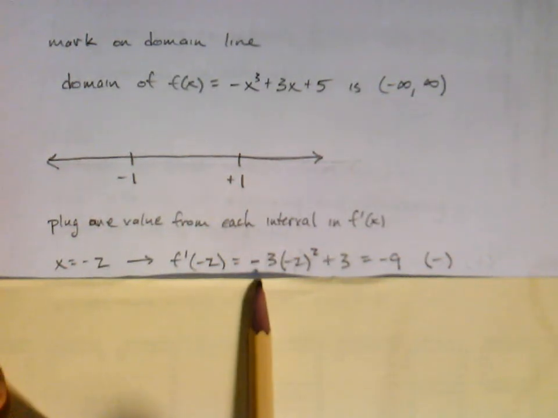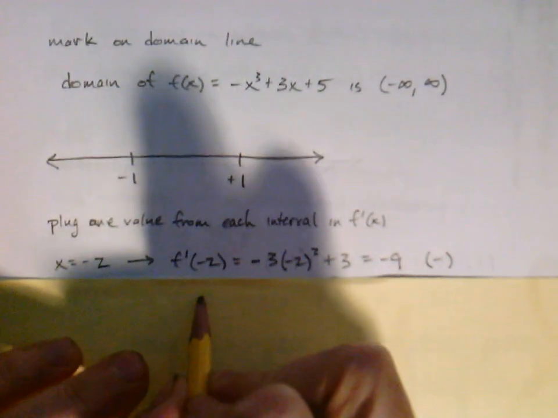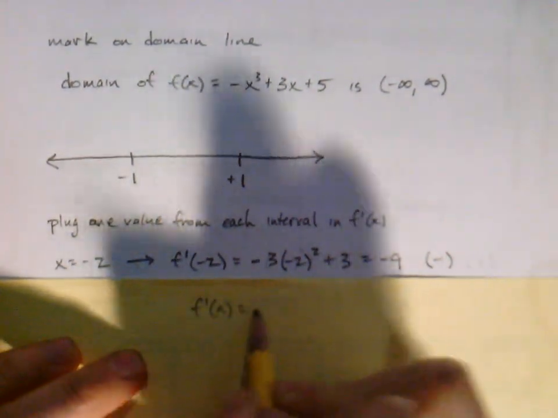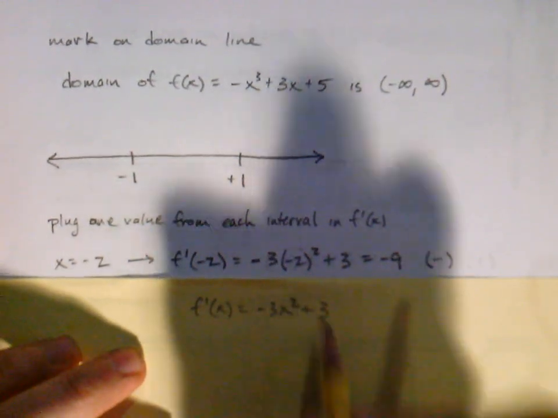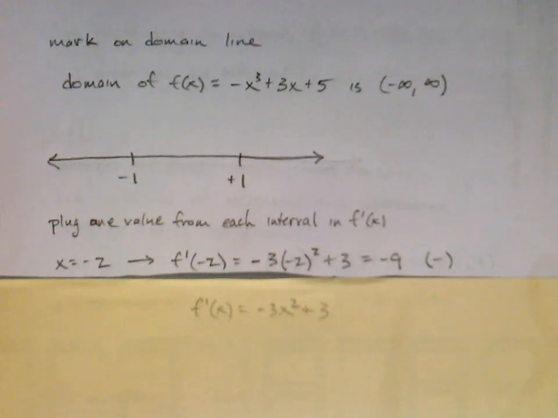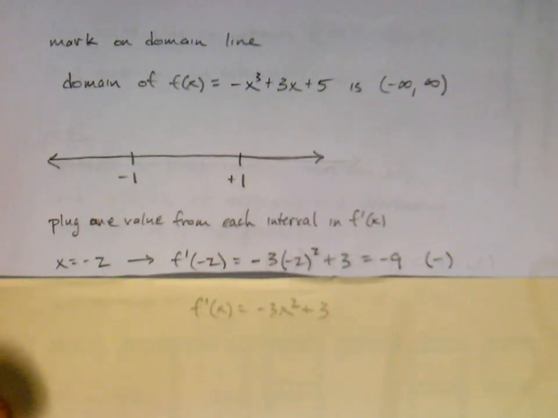So here it is. -3 times -2 squared plus 3. Remember the derivative. It's off the screen now, but it was this, right? So if I plug -2 in, I'll let you guys confirm that that gives -9. Okay.